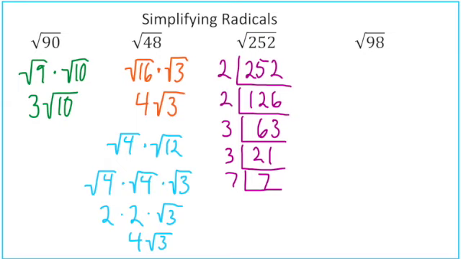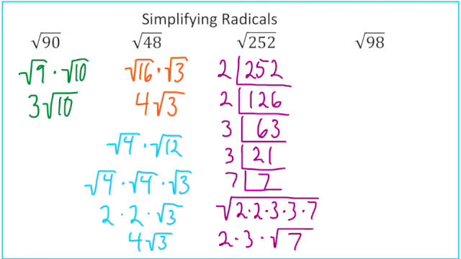So those are all my prime factors, and I can rewrite radical 252 as radical 2 times 2 times 3 times 3 times 7. Notice that I have a pair of 2's and a pair of 3's. So that means I can take a 2 and a 3 and move it to the outside, and I'm left with a 7 on the inside. Then I just simplify my 2 times 3 and get a final answer of 6 radical 7.